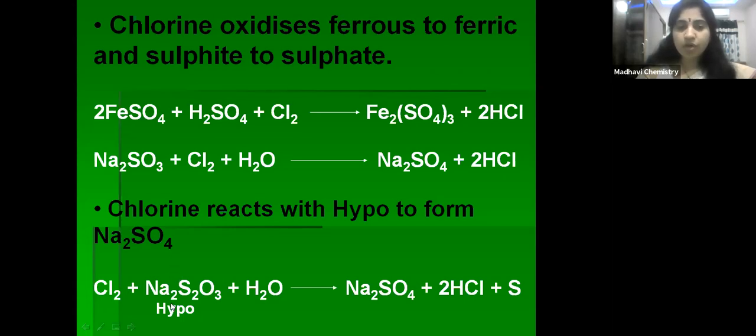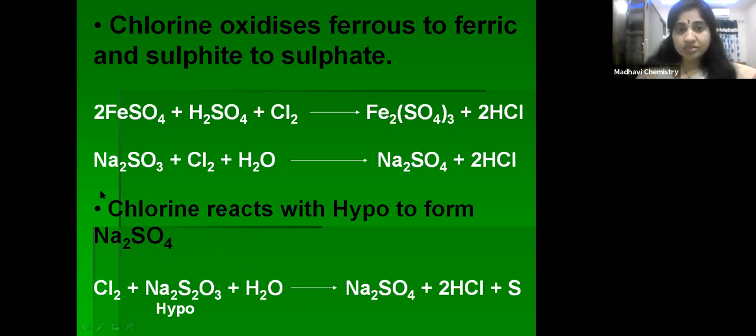What is hypo? Na2S2O3 is called hypo. Okay. So chlorine reacts with hypo and it gives Na2SO4, sodium sulfate. So what is the oxidation state here? Plus 1 is the oxidation state here, and plus 6 in the product. So increase in oxidation number shows that oxidation has taken place.